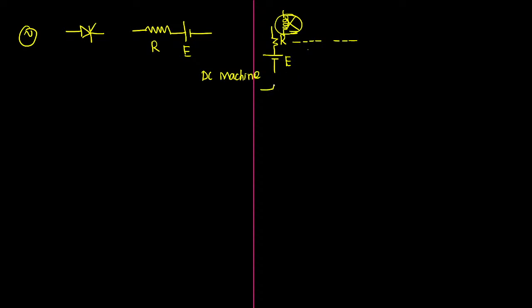DC machine load அப்படின்னு கொடுத்தாங்கன்னா R L E, இதுதான் DC machine load, not this one. Okay, so try to remember these things in your examination. DC machine data நீங்க இதை வரைஞ்சிருங்க, that is wrong. Okay, sir. So suppose if we connect RE load, then what will happen?